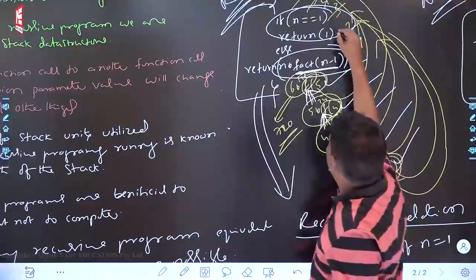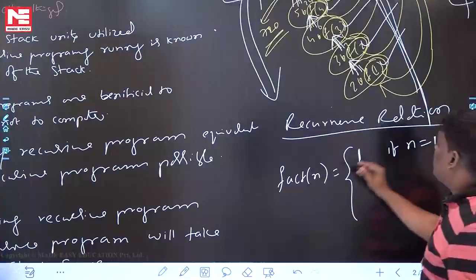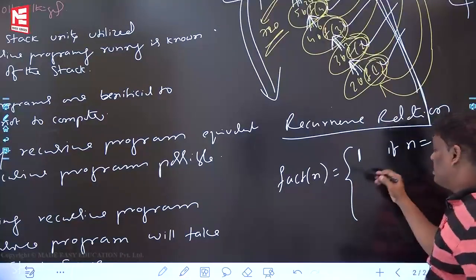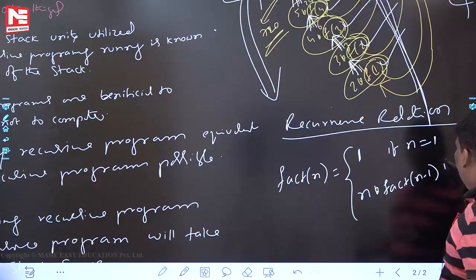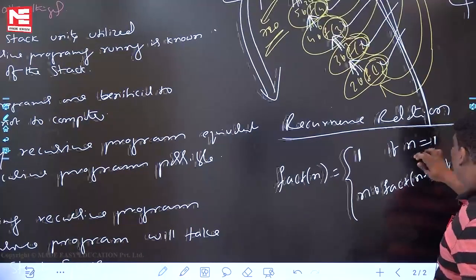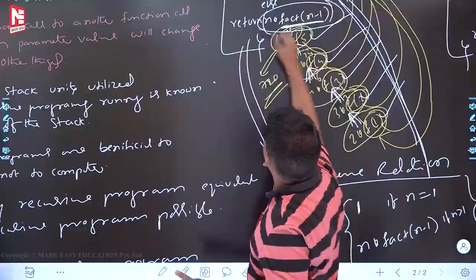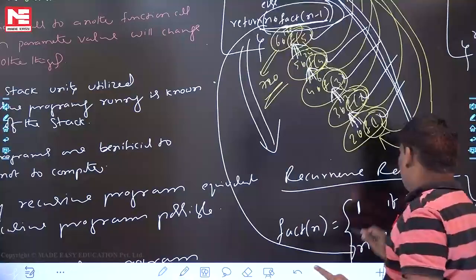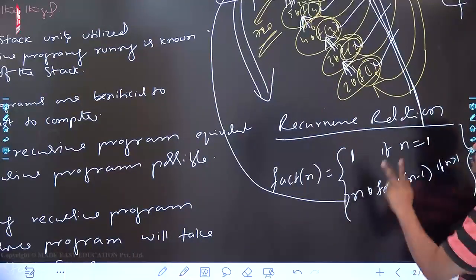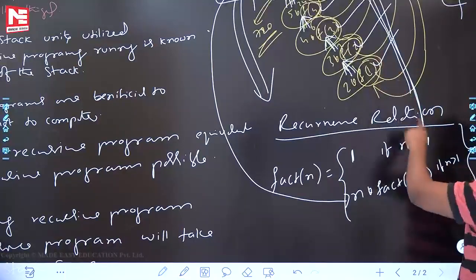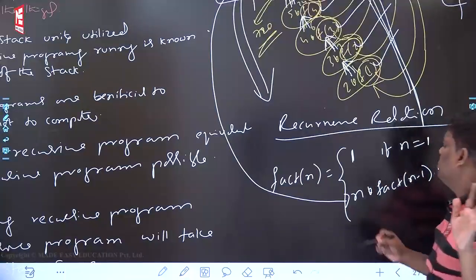Same thing, first point. See the second point: fact of n is 1 if n is equal to 1, okay. Otherwise, what is the answer? n into fact of n minus 1 if n is greater than 1. This is the second point. Please be careful. The same recursive program shown in the form of a mathematical relation is known as a recurrence relation. If n is equal to 1, then the answer is 1. Otherwise, if n is greater than 1, n into fact of n minus 1. This is called a recurrence relation.